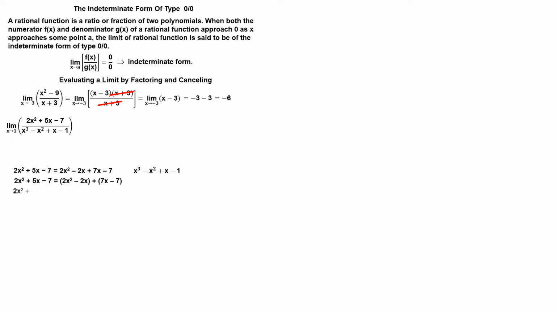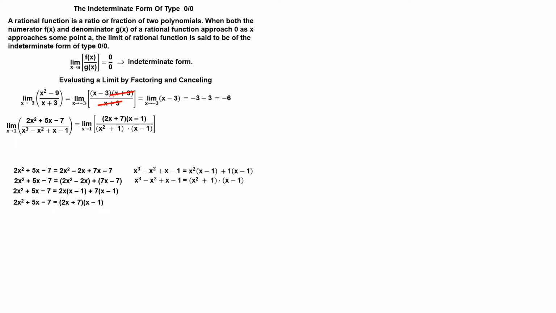I will show you how to factor these algebraic expressions step by step. Pay attention. After factoring both the numerator and denominator, you cancel out the common factor. Then try direct substitution again. The limit as x approaches 1 is 4.5.